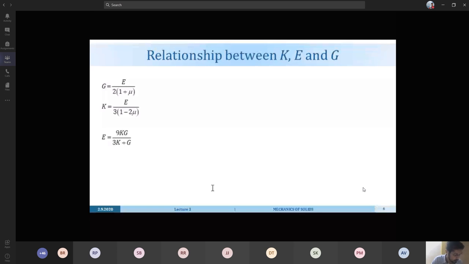One relation is G is nothing but E by 2 into (1 plus mu). So what is mu here? We studied it in the last class. Can someone tell what is mu? Poisson's ratio, sir. Yeah, Poisson's ratio. Just tell me your name also when you are answering. Poisson's ratio is the ratio of the lateral strain to the longitudinal strain.